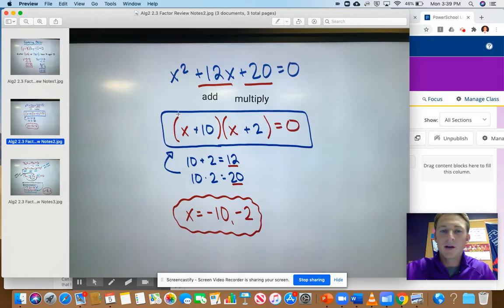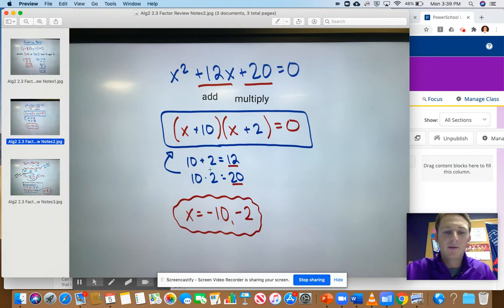Here we have a quadratic. It's not factored out yet. Remember, we need to add to the middle, so we're going to add to 12 and multiply to the outside. So we're going to multiply to positive 20. So what adds to 12 and multiplies to 20? We've got to kind of guess and check, brainstorm a little bit.